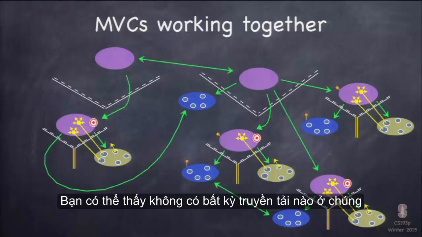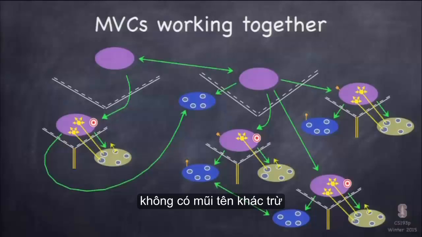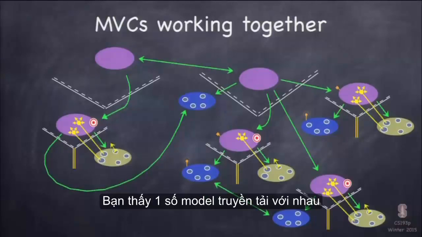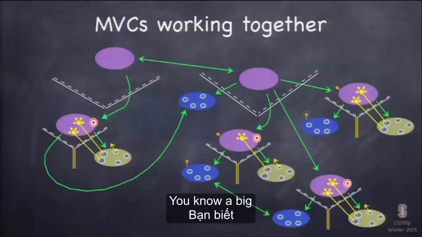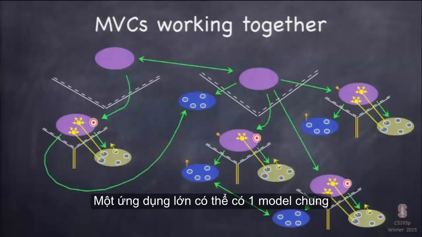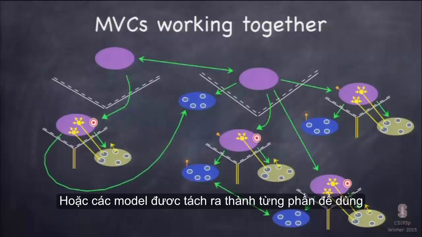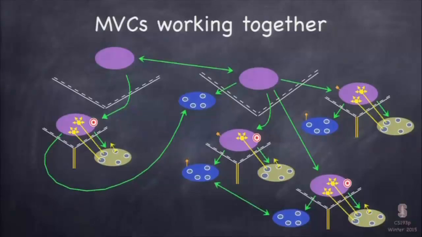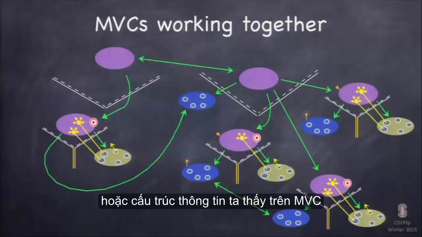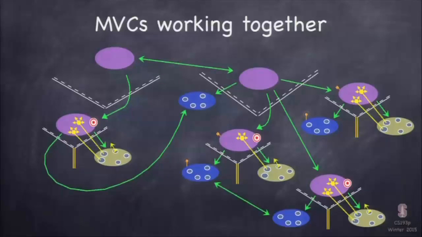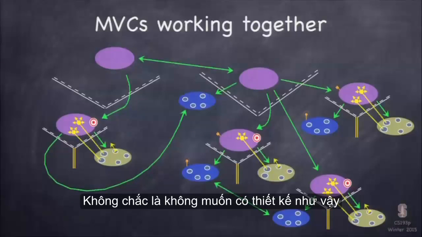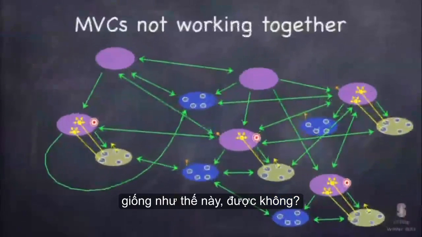You can also see that there are no other arrows except for some of the models. You see some of the models are communicating with each other. A big application might have a single shared model, or the models might be split off into pieces to be used by sub-MVCs, okay? But that's the only kind of communication you have there. All other communication is either the structured view communication we saw in MVC, or it's using MVCs as part of the view of another MVC. Any question about that?